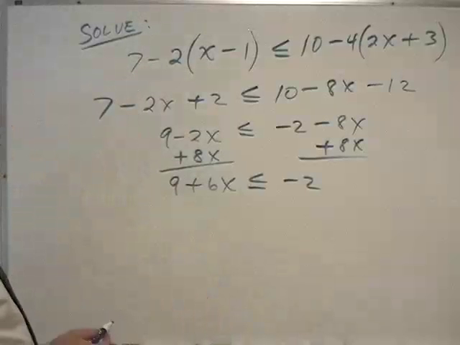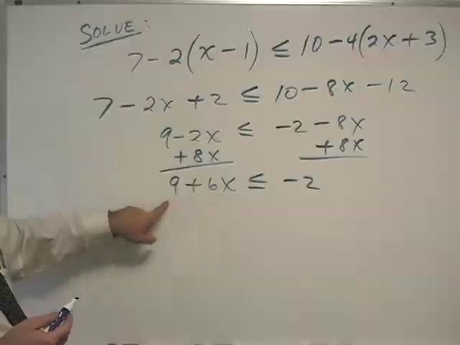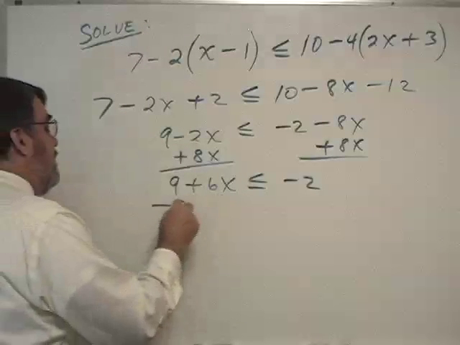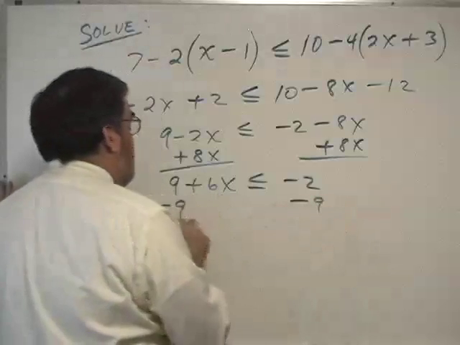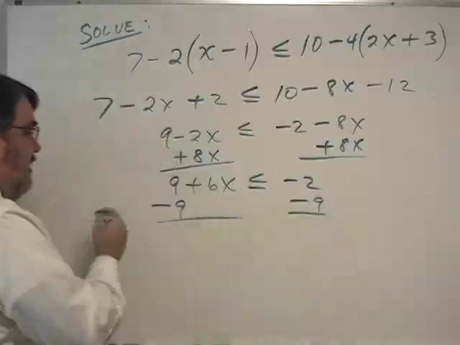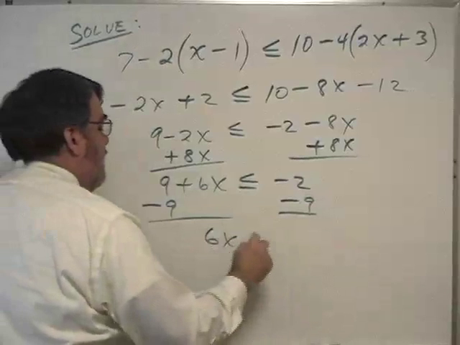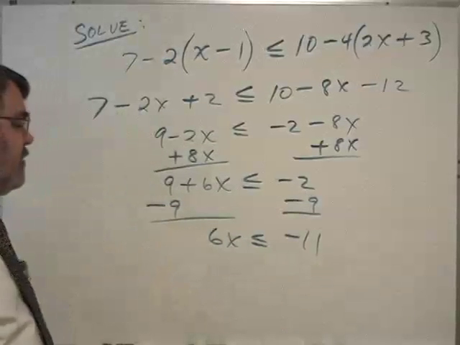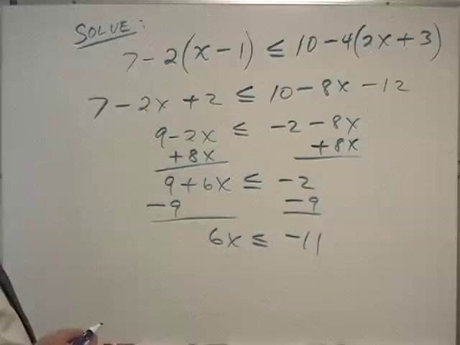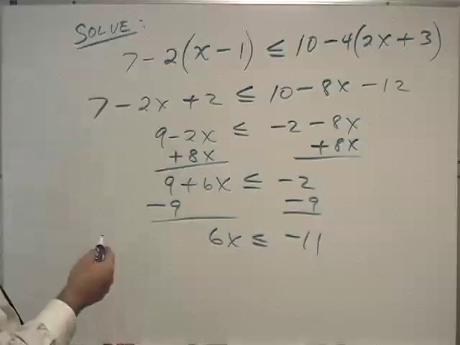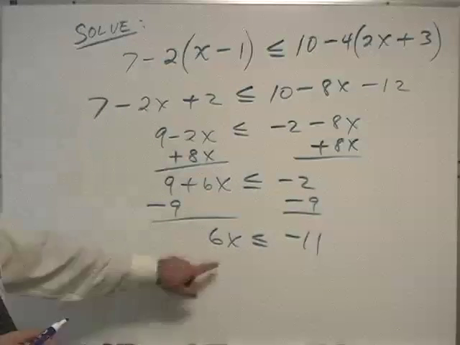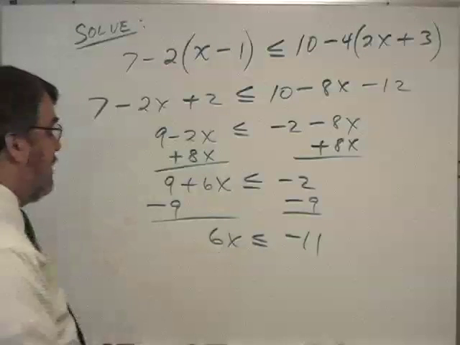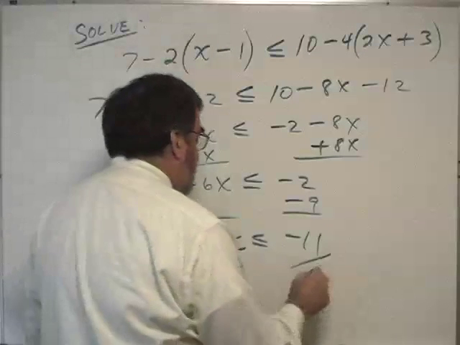And then I'm going to what? We're going to isolate x, so I need to subtract 9 from both sides. Subtract 9. And the 9's cancel. I'm left with 6x is less than or equal to negative 11. And we're almost done. What's left? Well, I need to solve for x by dividing by 6. So I'm going to divide both sides by 6.